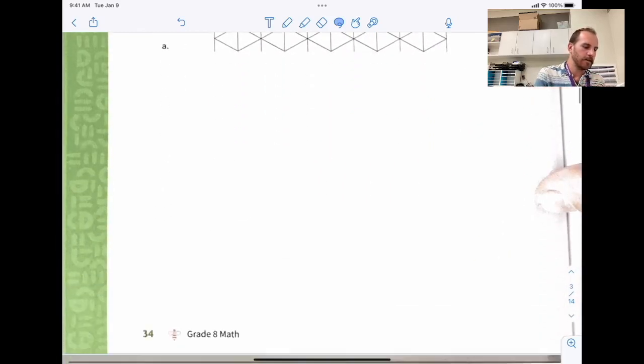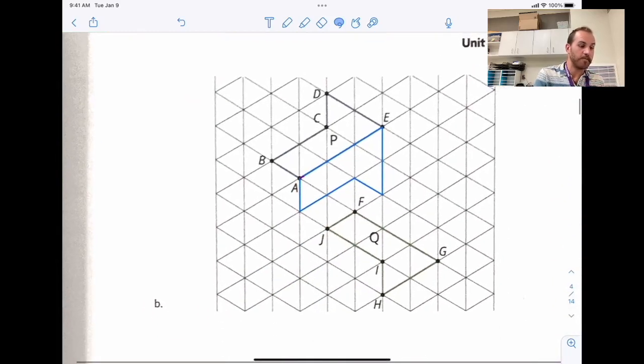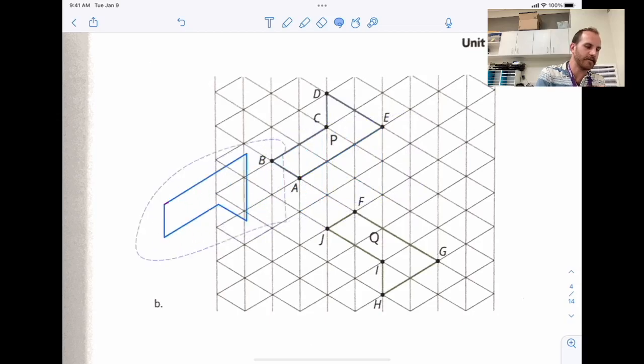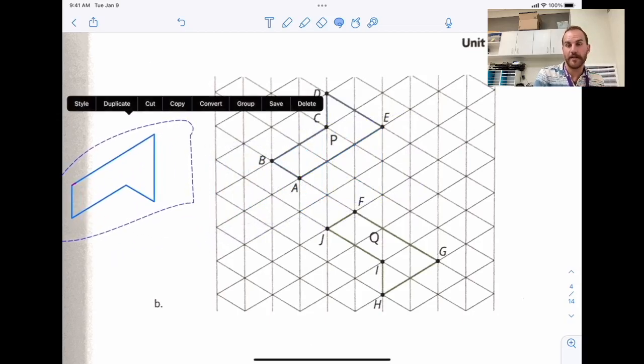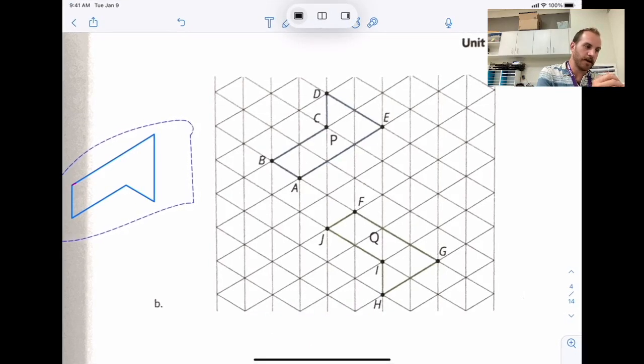Let's move on to part B. Okay, this one, we're going from P to Q again. Now, again, I've already kind of given a little bit away here. Again, a very specific question, it's wanting a specific answer. But like I said, there are so many ways to get P to Q. So many ways.